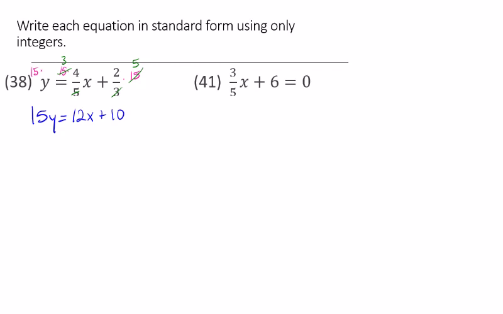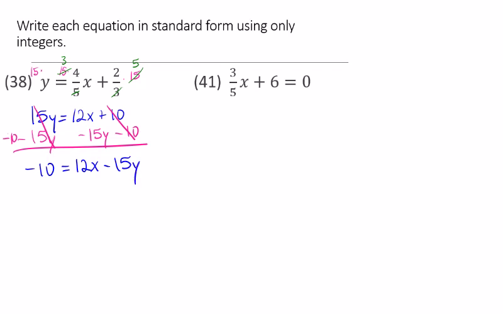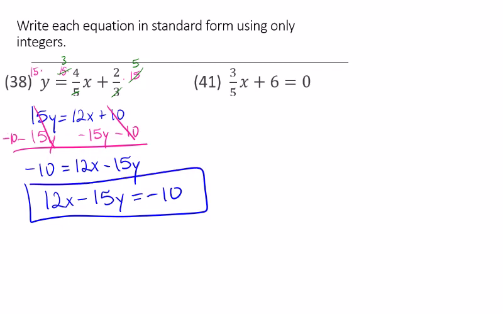All right, and then I see that 12x is positive on the right, so I want to subtract 15y from both sides. And I'm also going to subtract 10 from both sides. So I get -10 equals 12x minus 15y. And I'm just going to flip it around so we get our x and the y on the left and our constant on the right. And that's our answer in standard form.